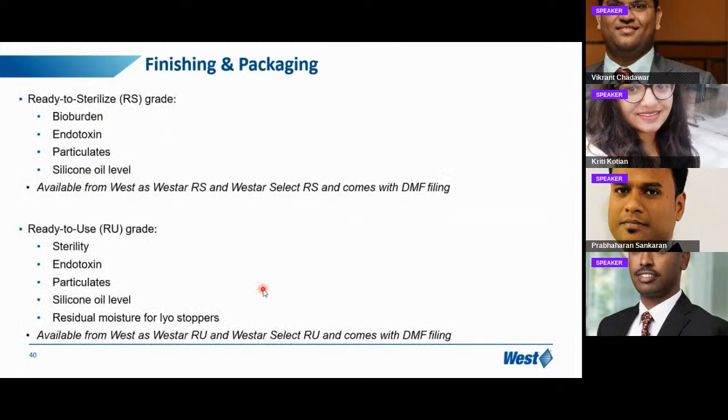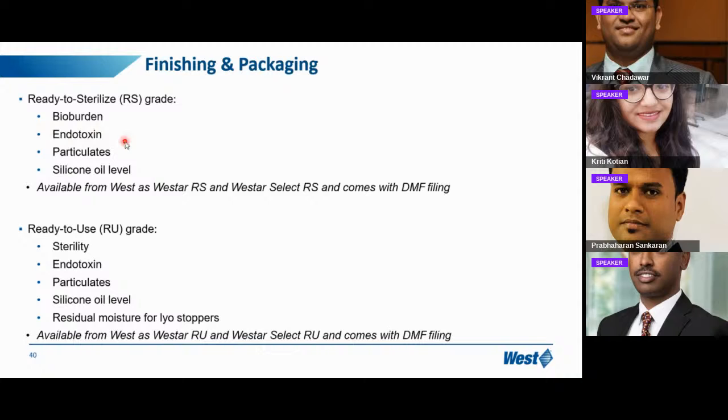So there are two basic differences when we select ready to sterilize, which is the RS grade, or ready to use, the RU grade. In the ready to sterilize grade, we check bioburden, endotoxin, particulates and silicone oil for all the batches. So what is the meaning of bioburden? Bioburden is the number of bacteria living on the surface of the stopper. So we check bioburden for each lot on the RS grade.